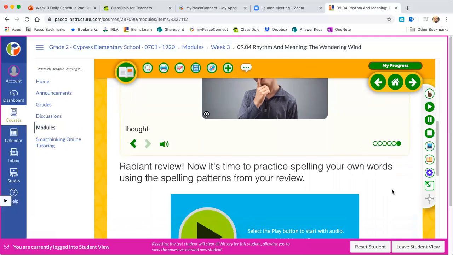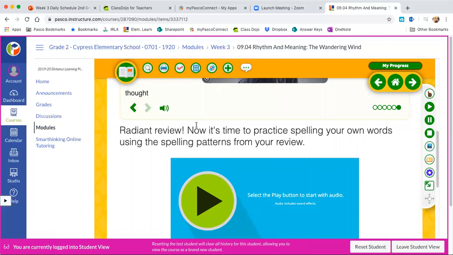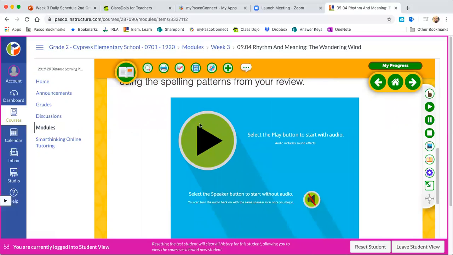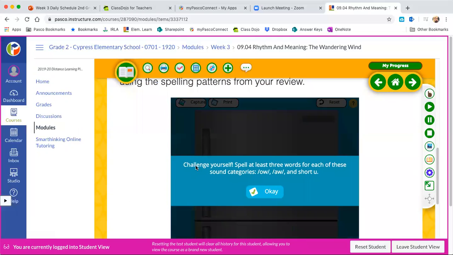So I'm going to scroll down and it says, now it's time to practice spelling your own words using the spelling patterns from your review. So I'm going to click on this giant play button. Challenge yourself. Spell at least 3 words for each of these sound categories. OU, which says ow. I said OU. OW, but you know what I was thinking?